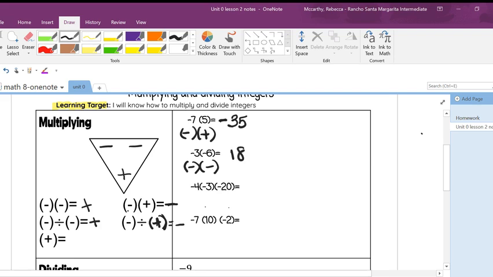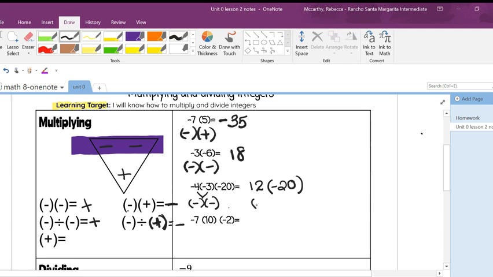Okay. So here I have 3 numbers. I can only do 2 at a time, so I'm going to focus on these 2 here. So I know this is a negative times a negative. Using my figure here, I know that's positive. And 4 times 3 is 12. So I know that's a positive 12. And I'm going to write the negative 20. So now I have to figure that out. So I'm going to continue to simplify.